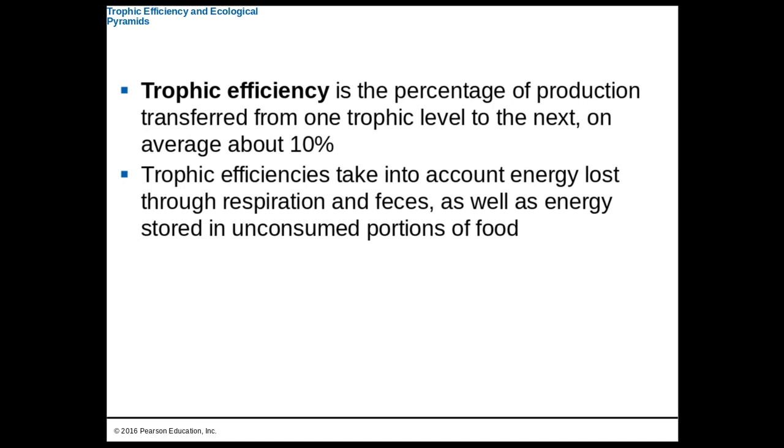Trophic efficiency is the percentage of production transferred from one trophic level to the next. And this is something that we talk about a lot in regular biology, about how only about 10% of the energy consumed by one trophic level gets moved on to the next one. So this includes energy lost through cellular respiration and feces, as well as energy that is stored in portions of food that may not be consumed by the next consumer in the ecological pyramid.